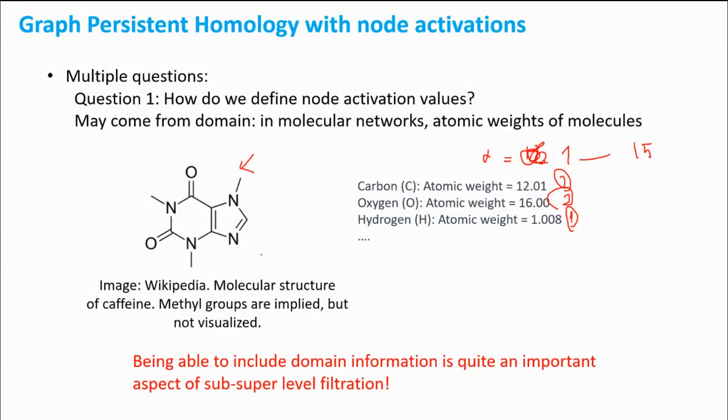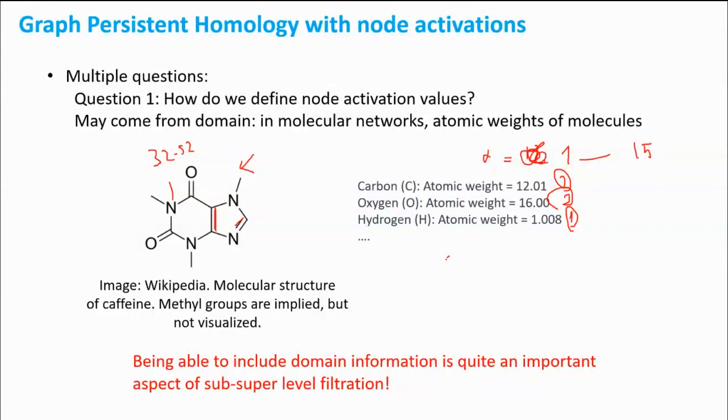The molecule here given is caffeine. And in this case, for example, hydrogen will appear. No, there is no hydrogen. N was 32 or 52. I don't remember from high school. It was something like this. Oxygen will appear first, and then N will appear. And here we also have double edges. So these mean there are double edges between them. So being able to include domain information like this is quite an important aspect of sub or super level filtration.